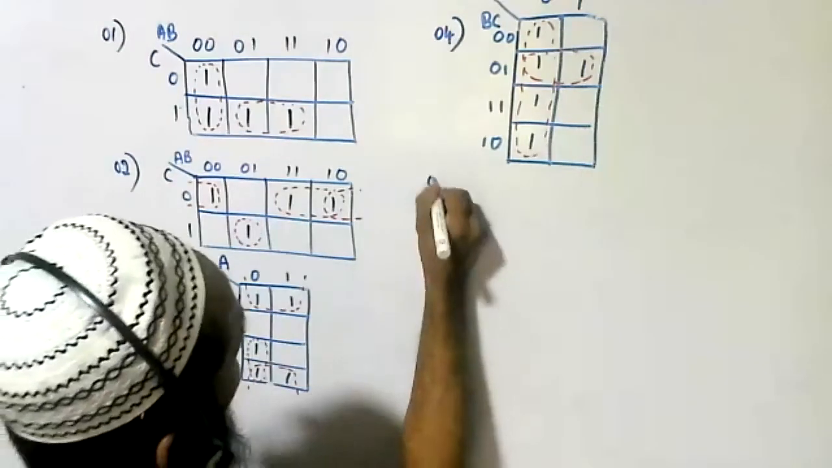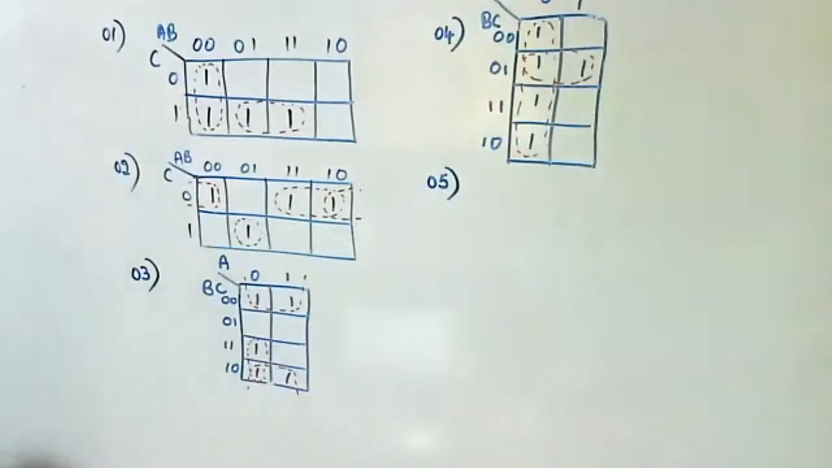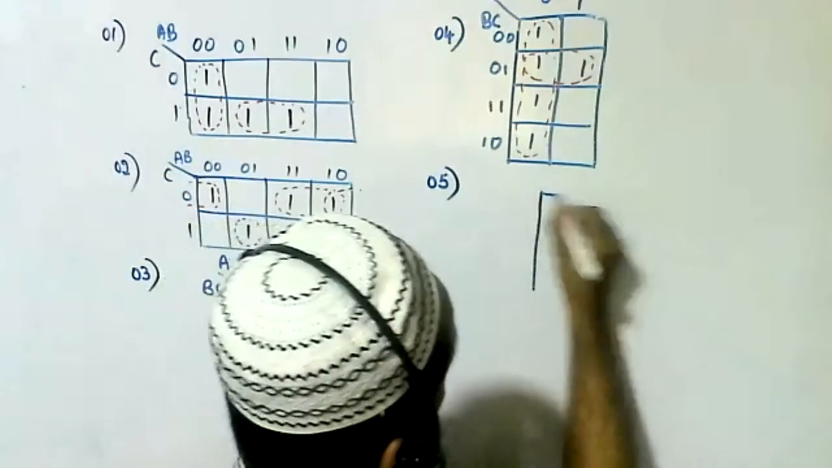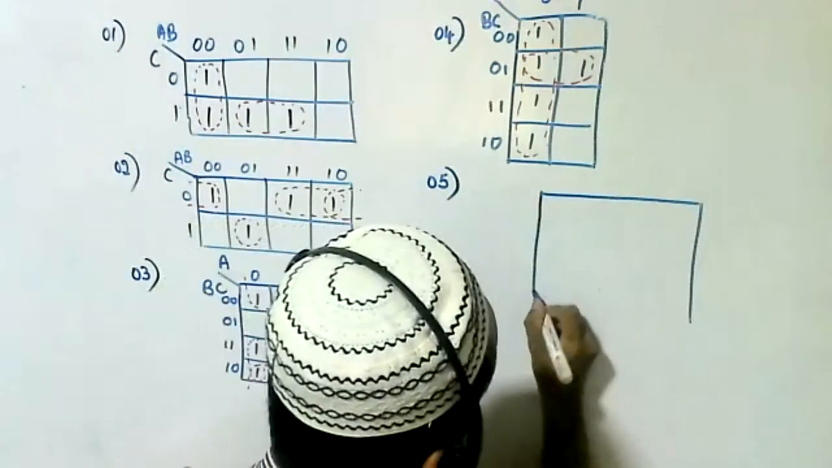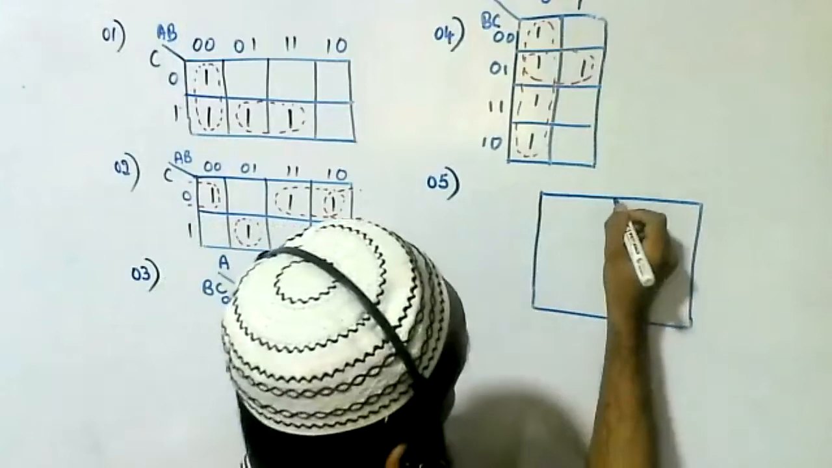5th one, 4 variables are there. So therefore 2 to the power 4, 16 cells we need. 4 variables, 16 cells we need.